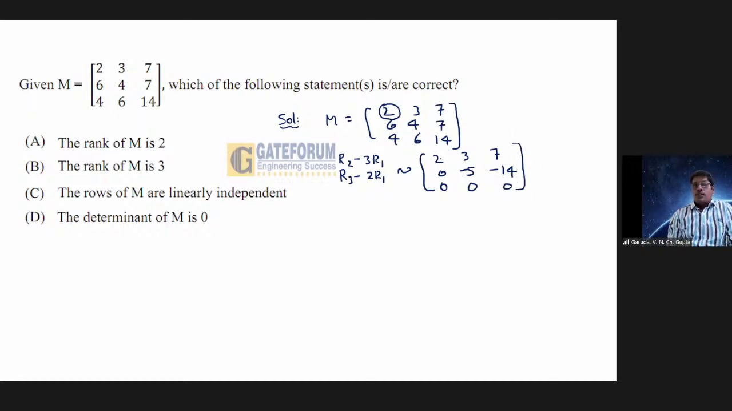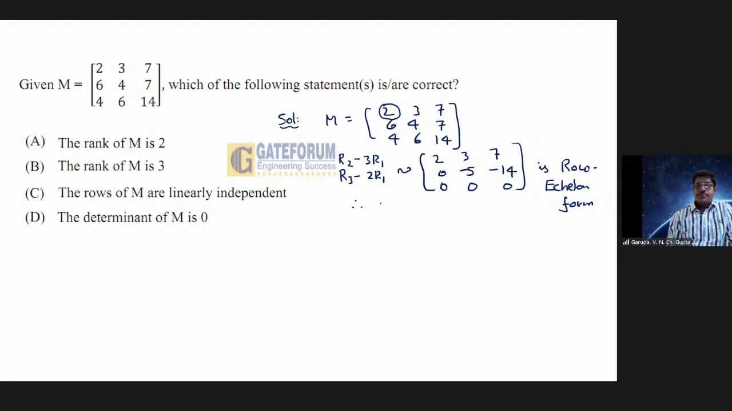So this is the diagonal, 2, minus 5, 0. Below this diagonal, all the elements are zeros. That is called row echelon form. When a matrix is in row echelon form, the number of non-zero rows is called the rank. So the first row is a non-zero row, the second row is a non-zero row, the third row is a zero row.